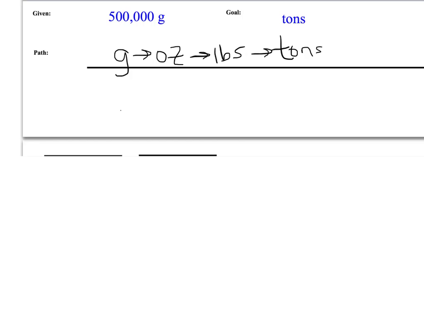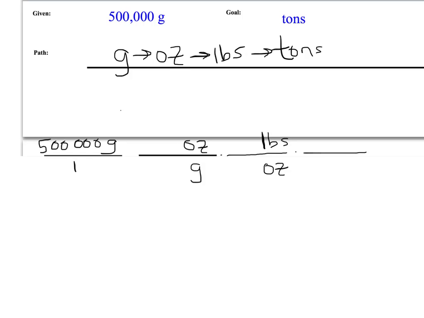So just like before, we start by writing our given, 500,000 grams. And since there is nothing in the denominator right now, I'm going to put a 1 in the denominator. I am trying to go from grams to ounces. Currently, grams is in the numerator. So I'll write grams in the denominator of my next fraction bar. Since I'm trying to go to ounces, I'll put ounces in the numerator. Well, I'm not finished, so I need to add another fraction bar. I now need to go from ounces to pounds. Currently, ounces is in the numerator, so I will have to put ounces in the denominator in order to get it to cancel. And I'll put pounds in the numerator.